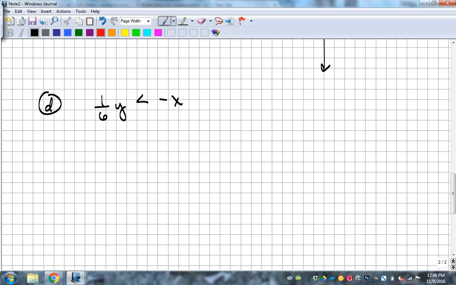Multiply by 6, times 6. That's the reciprocal, so that's going to cancel that out. Do I flip my symbol on this one? No. That's negative 6x. So that's in slope-intercept form because y is by itself. What's the y-intercept on this one? 0, and there's nothing out there. The y-intercept is 0, which is the origin.